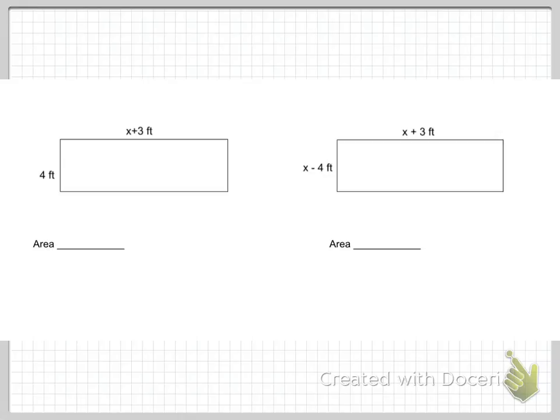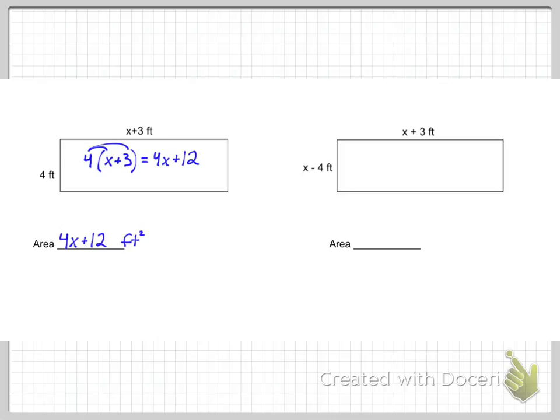For this next one, we know that the length is 4 and the width is x plus 3. So we're going to multiply those out. To multiply them, we're just going to distribute here. 4 times x and 4 times 3 gives us 4x plus 12. So it's 4x plus 12 square feet. That's not just 12 square feet, that's 4x square feet and 12 square feet.